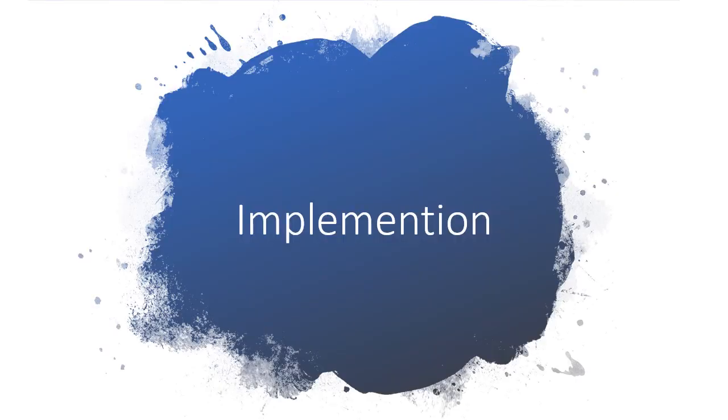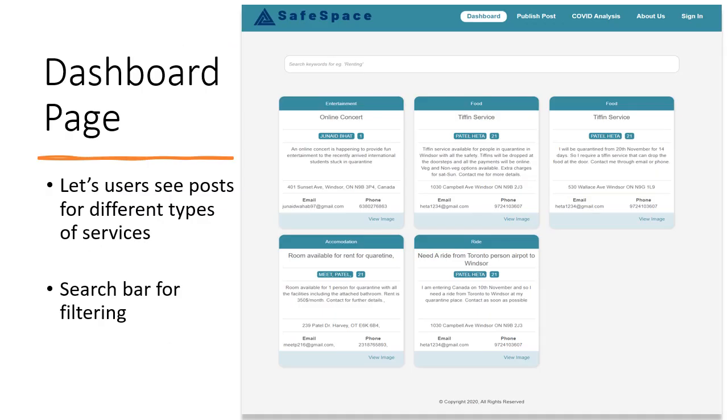Now let us see the implementation of the project. This is the landing page of the website. All the posts published by the users are displayed here. The ones you are seeing here are the postcards. They contain the category of the post, the title of the post, the description of the post, and the contact details of the user. You can grasp any of the details that are useful to you.